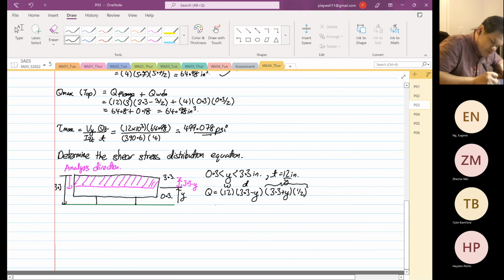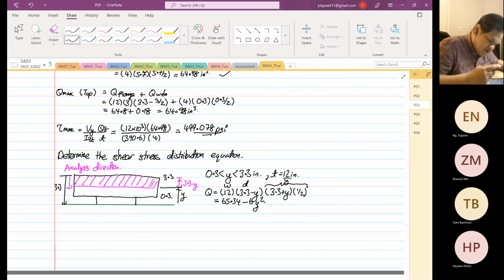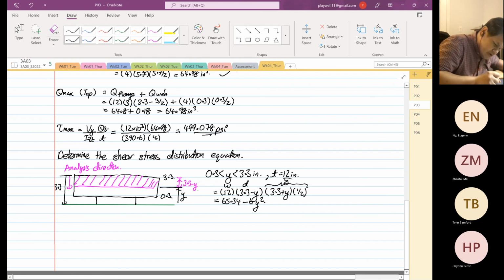So this will come out to be 3.3 times 3.3 times 12 times 0.5, which is 65.34, minus 12 times 0.5, which is 6, times y squared. That is your first moment of area as a function of y. Let me write this down: Q as a function of y.